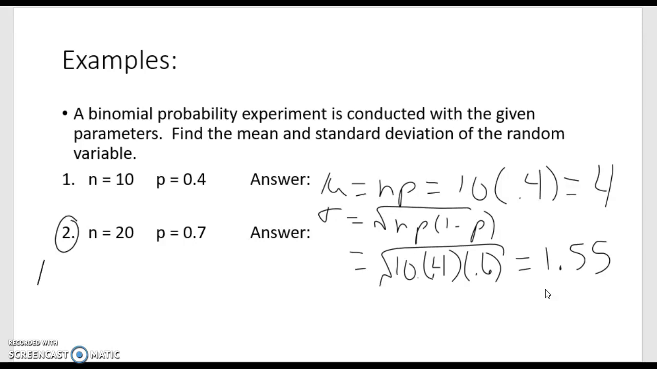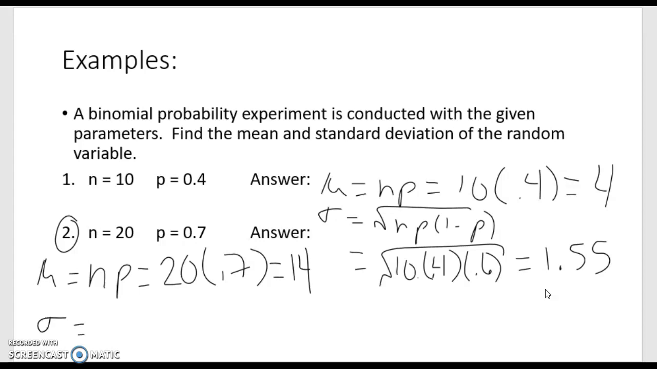Let's look at number 2. The mean is n times p. Our n is 20, our p is 0.7, and if we plug that in the calculator, we will get 14. To find the standard deviation, it's going to be the square root of n times p times 1 minus p. So it's going to be 20 times 0.7 times 0.3, since 1 minus p would be 0.3. And if we substitute that in the calculator, we'll get about 2.05.